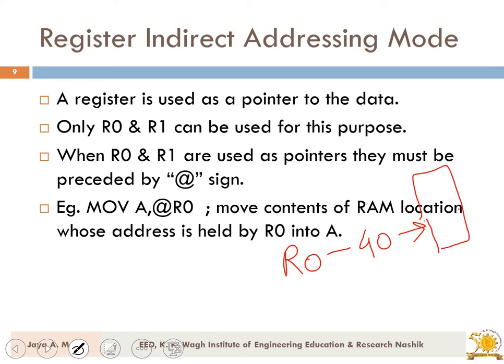Suppose you have this memory, and this is the 40h location. Which value is stored over there? There you have a value of 10. So what will this instruction, move A comma @r0, do? r0 has a value of 40h, so the 10 stored at the 40h location gets moved into A. So A will have a value of 10 after execution of this instruction. This is your indirect addressing mode.